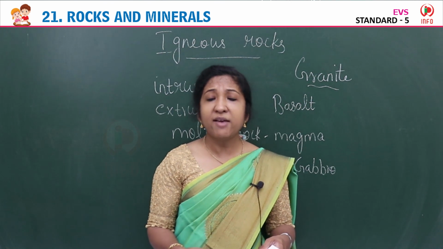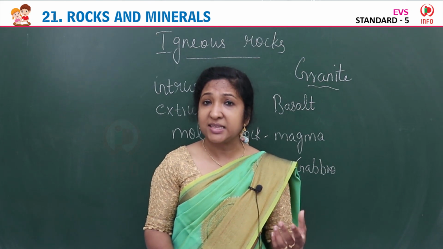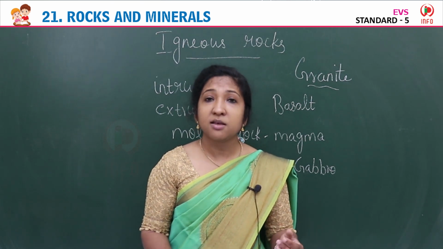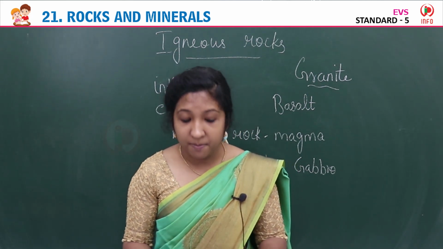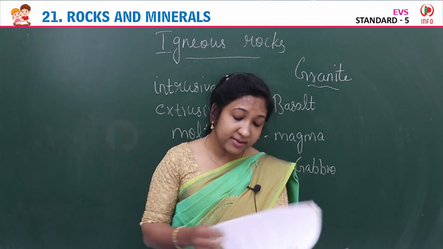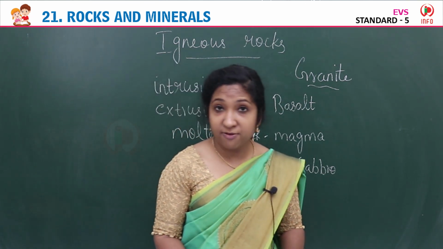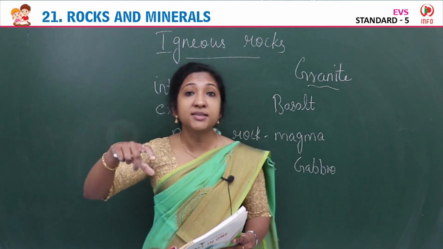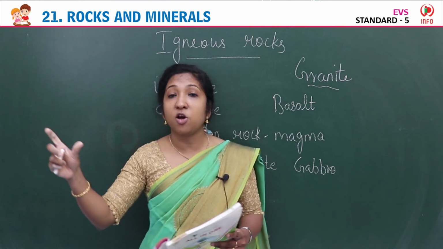Granite and basalt are available in different colors, and they are strong and hard, and we use them for building monuments and for construction purposes. Our kitchen counters are made of granite, isn't it? And basalt also we use mainly for construction. So what are igneous rocks? Igneous rocks are formed deep inside the earth's crust and at the surface. Inside the earth it is extremely hot. It is molten rock called magma.